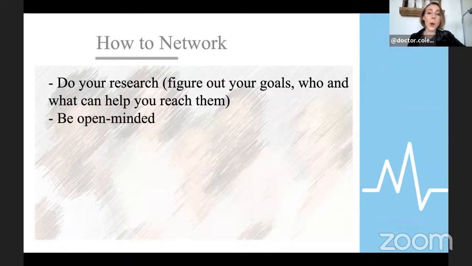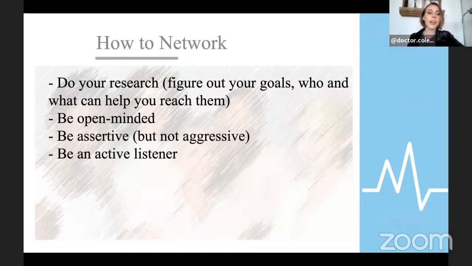So then be open-minded. That's what I'm saying: wherever you are, just be open-minded. You never know who you're going to meet and what they might be able to offer you, or even what you might be able to offer them. Be assertive, but don't be aggressive. And you want to be an active listener. I'll talk a little bit about what it means to be an active listener shortly.